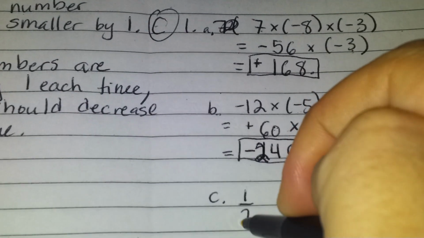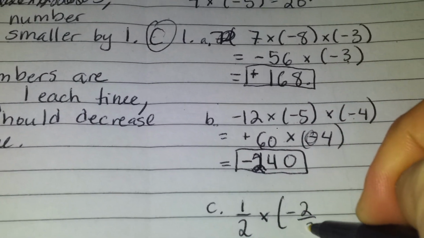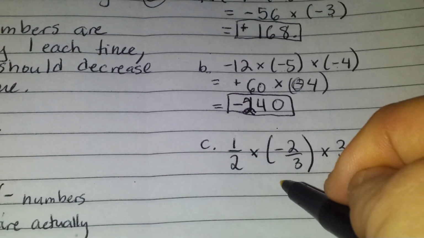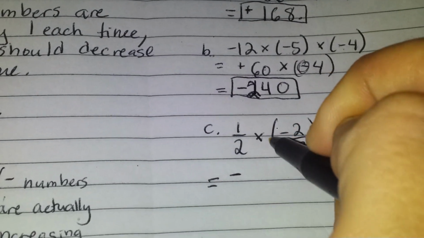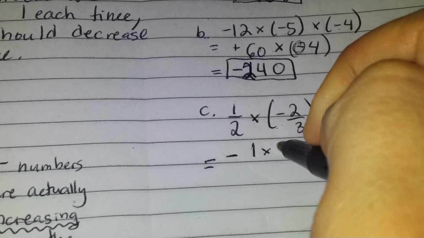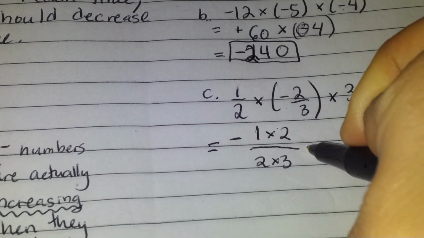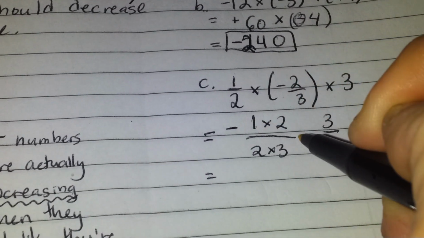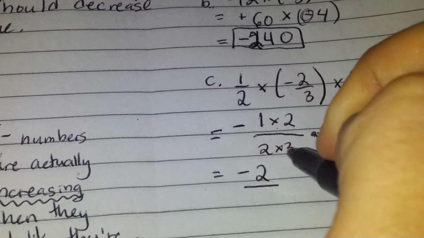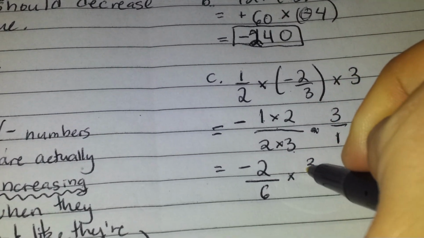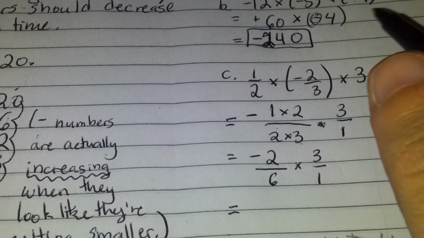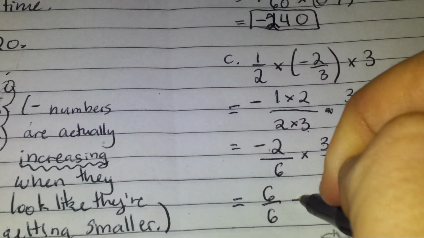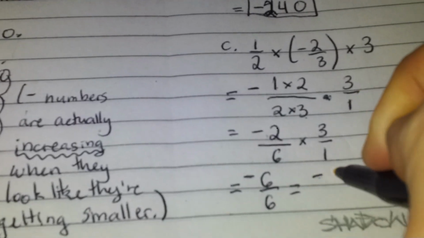This is 1/2 times negative 2/3 times 3. Let's try multiplying these first since they're on the left. We know that our answer is going to be negative. This is the same thing as 1 times 2 over 2 times 3. And this is 3 over 1. It's really the same thing. So that gives us negative 1 times 2 is negative 2 over 2 times 3 is 6. Then we multiply by 3 over 1. Our answer is still going to be negative because we have one negative in our problem. That's 2 times 3 over 6, which is 6 over 6, which is equal to, oh, we forgot our negative sign, which is equal to negative 1.